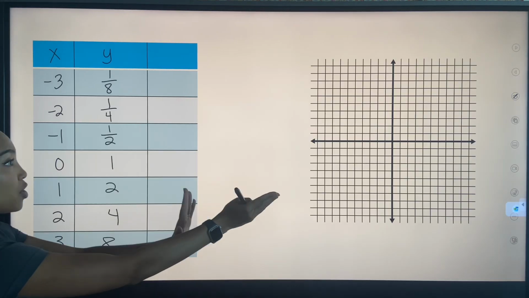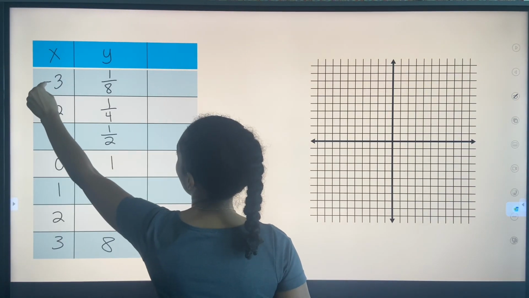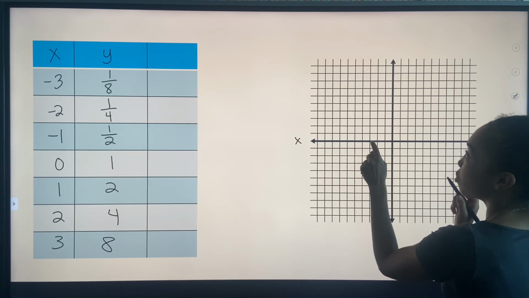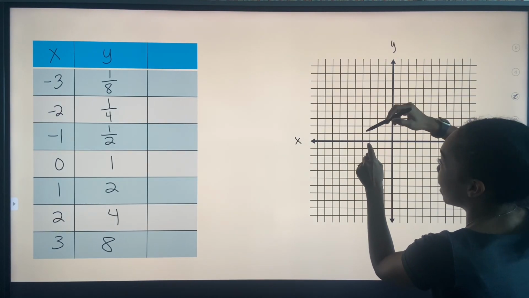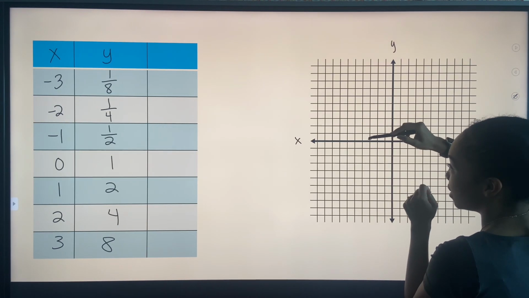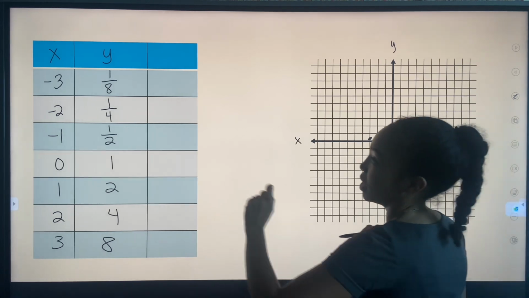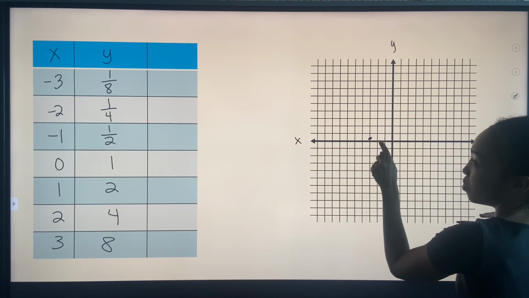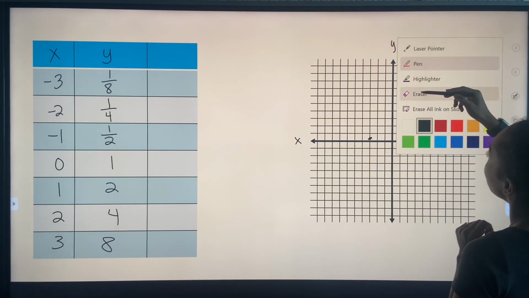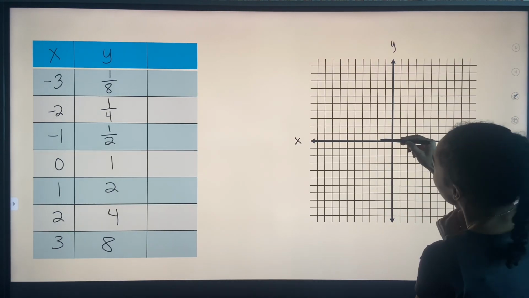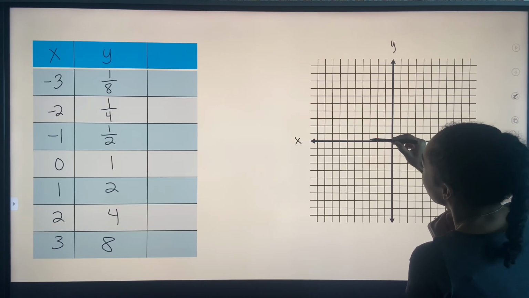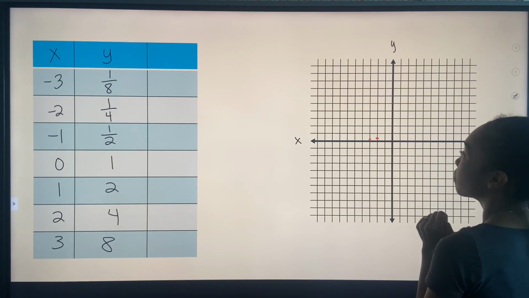I'm gonna go ahead and graph it over here. Negative 3, the y value is 1/8. So at the x value, negative 3, the y value is at 1/8. That's really tiny and close to 0. That's like right here, very small. Negative 2 is the x value. The y value is 1/4. That's very small. They're kind of close together. Here's the first one, and here's the second one. There we go. Oh, it's disappearing.